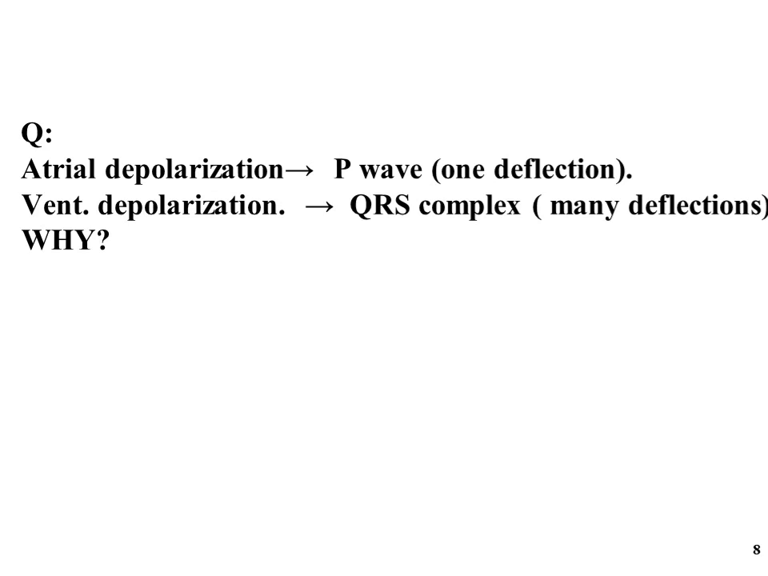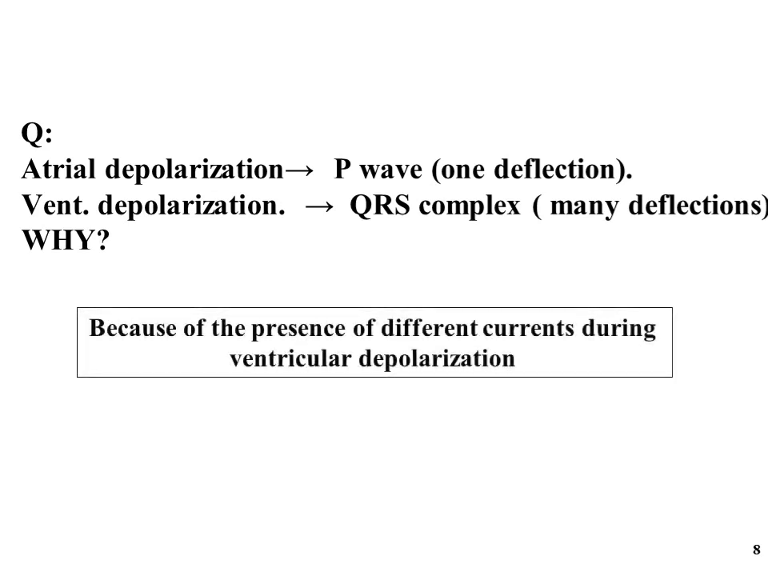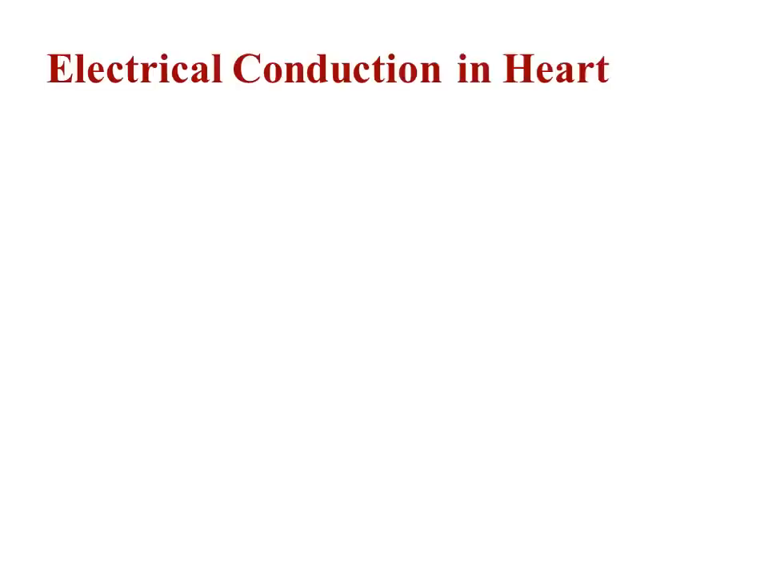Why are there many deflections in ventricular depolarization? This is because of the different currents that occur in the ventricle. In the atria, one current. In the ventricle, there are multiple currents, because of the presence of different currents during ventricular depolarization.